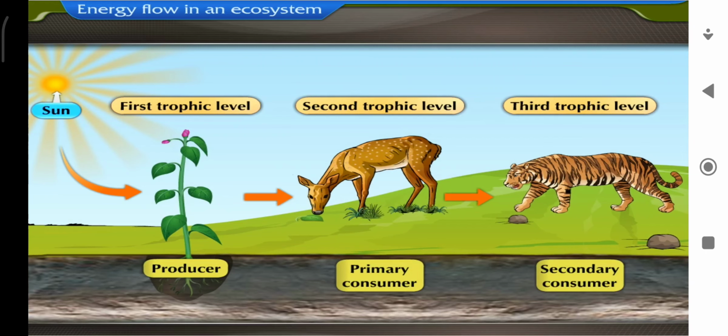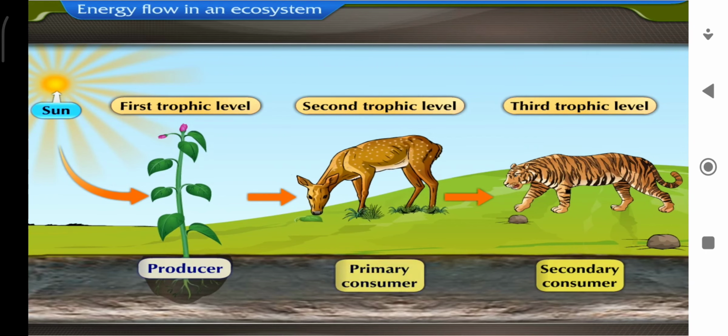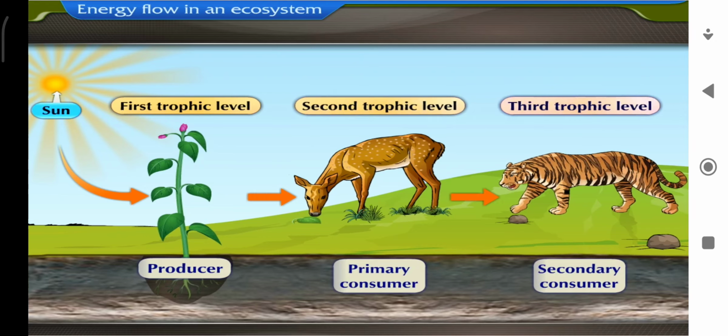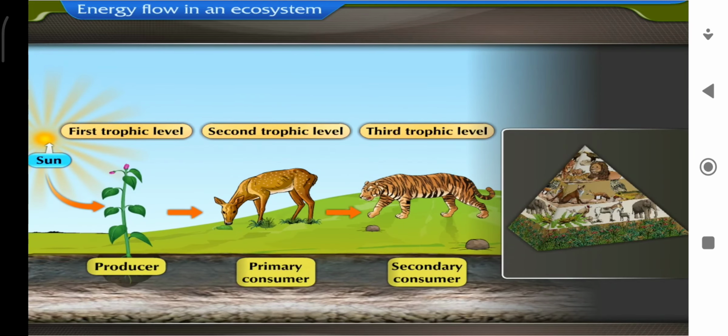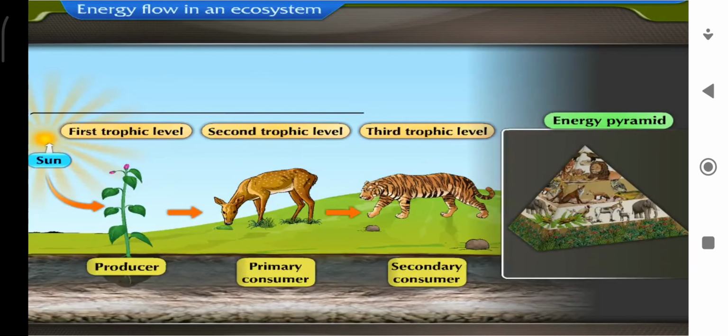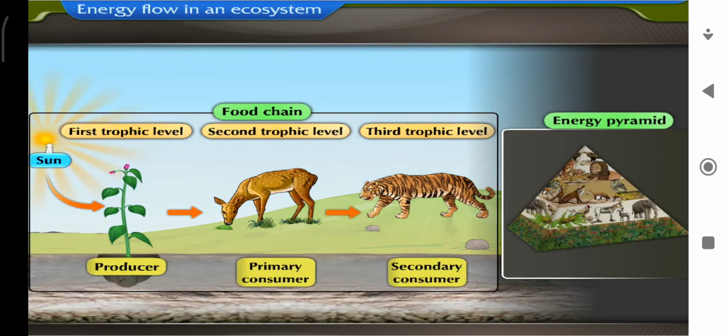If we diagrammatically represent the total energy trapped from sunlight by the producers and the amount of energy that gets passed on to each trophic level, a pyramidal figure will be obtained. This figure is called an energy pyramid or pyramid of energy. The energy pyramid shows at a glance how energy travels up a food chain.